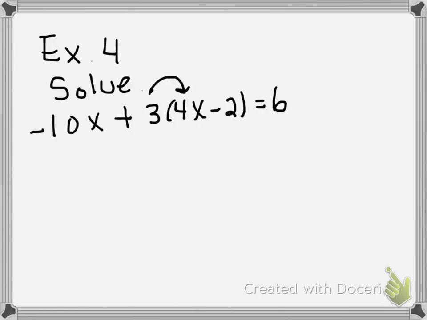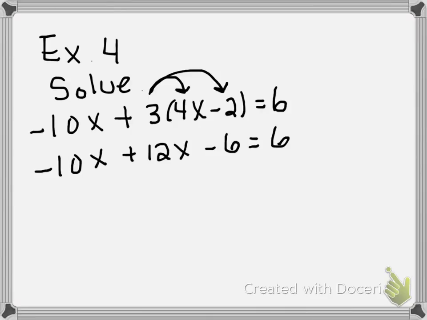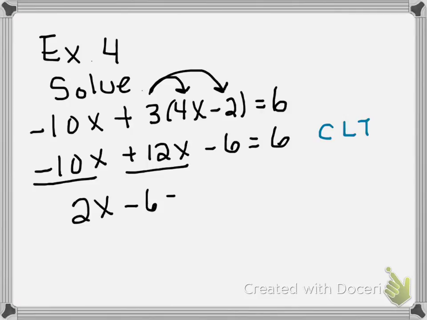Example 4. I've got a 3 right outside the parentheses, so that has to be distributed. The negative 10x just needs to be brought down for right now. Plus 3 multiplied by 4x is a positive 12x. 3 multiplied by negative 2 is a negative 6. This step is going to require us to combine like terms. Negative 10x plus 12x is positive 2x, minus 6 equals 6.